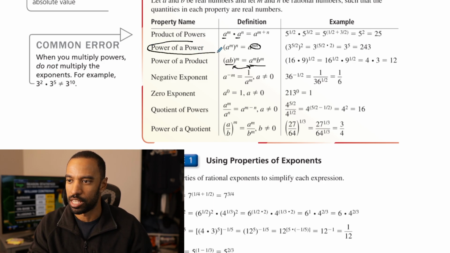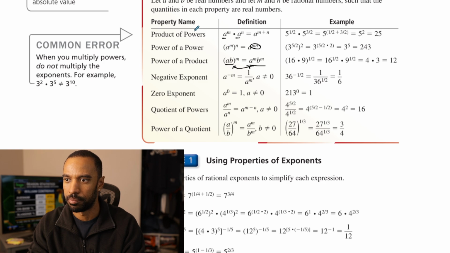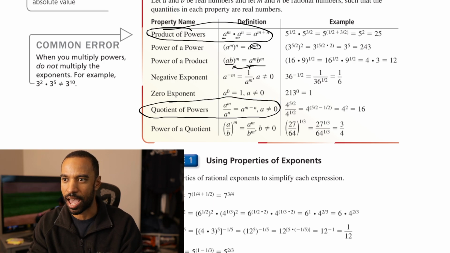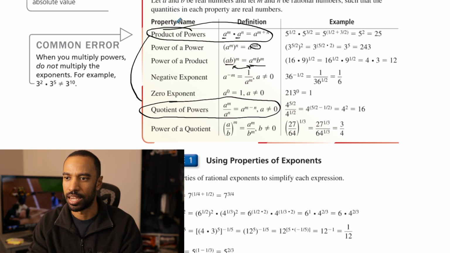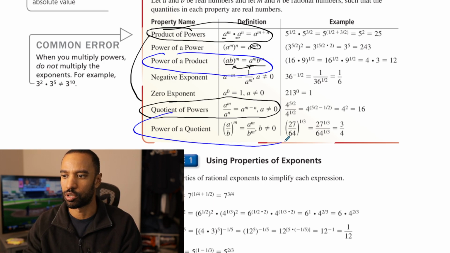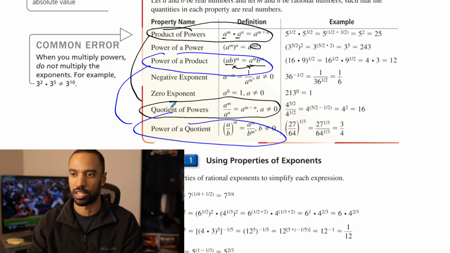I wish that they kind of put these ones right next to each other. Excuse me, not that one. This one right next to, say, this one right here. So it's all about keep the base and either add or subtract the exponents. And then this one right here, let's see, the power of a product and power of a quotient right next to each other. I like those ones next to each other as well.